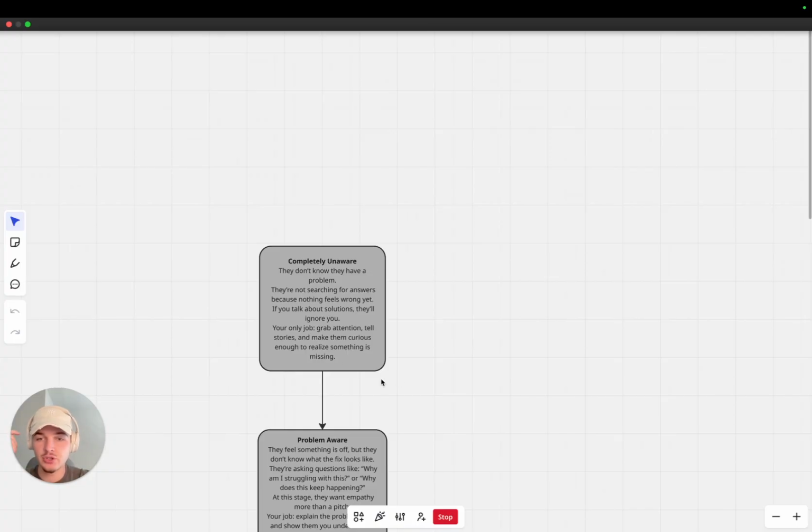It is your job here essentially to make them aware that they have that problem in the first place, and then the domino effect from there basically takes place, and you're able to offer your product or service to them to solve their specific problem. But that is the first step there.